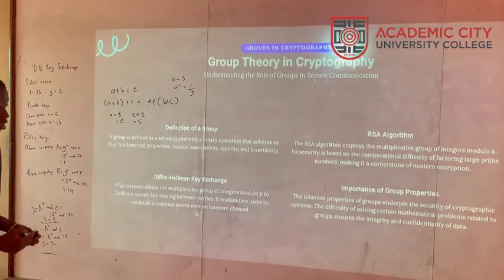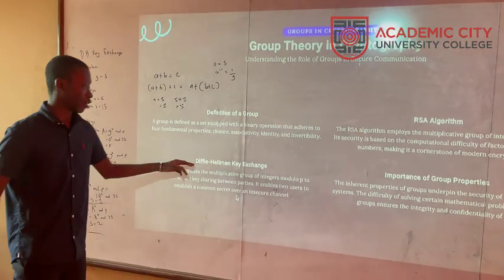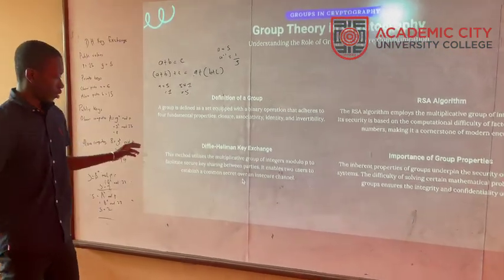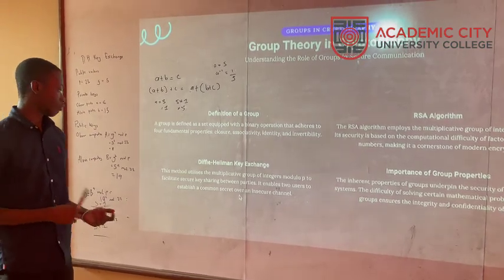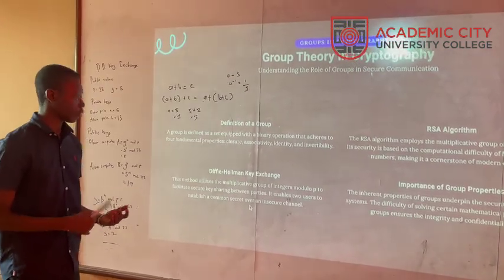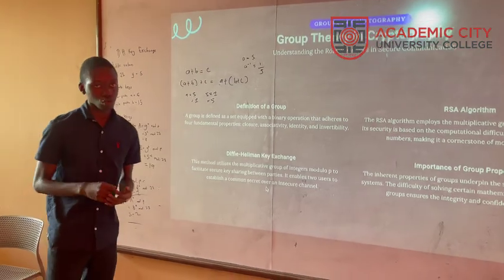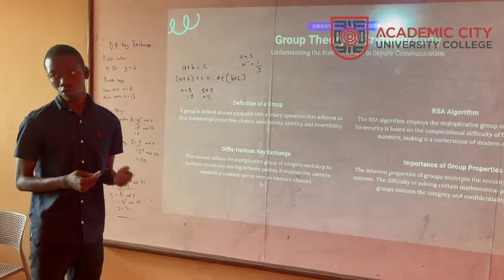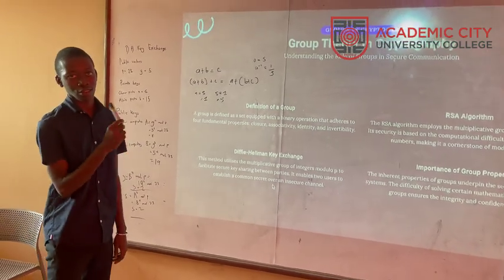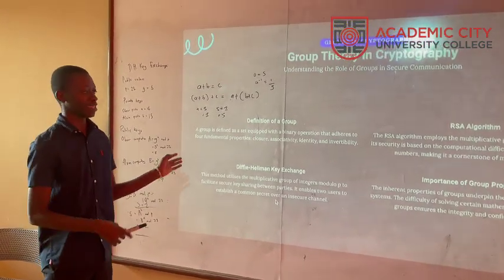Now, when it comes to the Diffie-Hellman key exchange, this method utilizes the multiplicative group of integers modulo p to facilitate secure key sharing between parties. Basically, it enables 2 users to establish a common secret over an insecure channel. So they're able to share keys over an insecure channel without anyone knowing the specific key they are sharing.